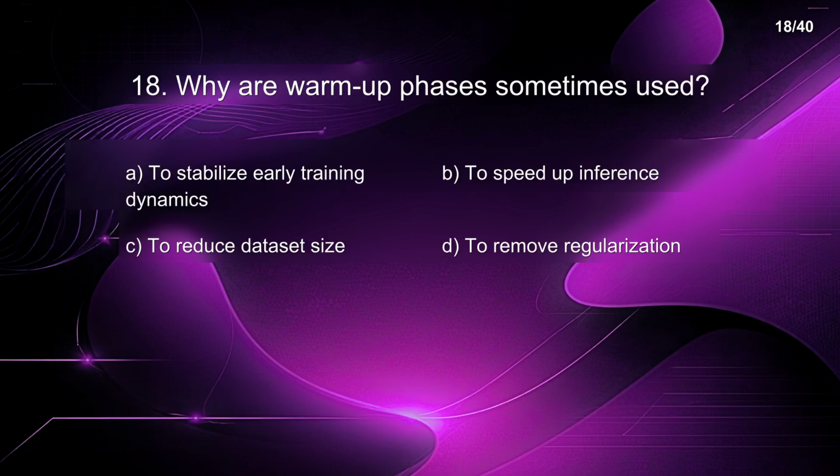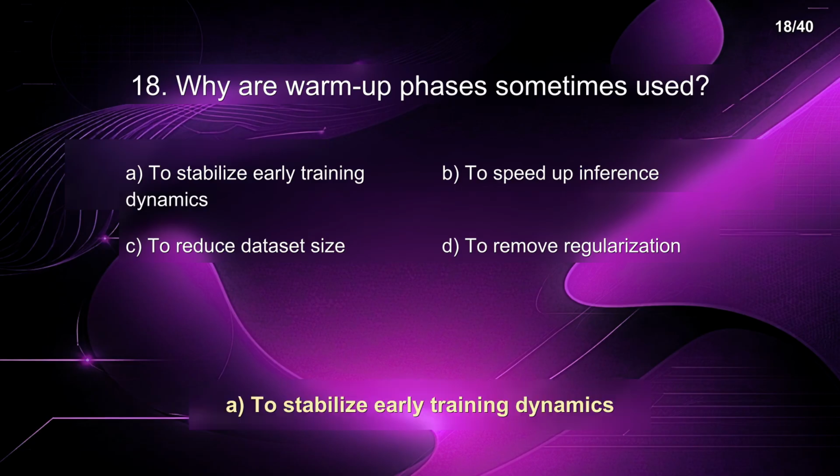18th question. Why are warm-up phases sometimes used? A. To stabilize early training dynamics. B. To speed up inference. C. To reduce dataset size. D. To remove regularization. Correct answer is A. To stabilize early training dynamics.